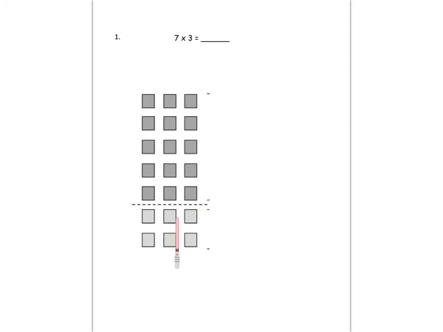So what I want you to do is you're going to pause the video and you're going to solve for 7 times 3 using the distributive property. So the darker shaded array, what multiplication problem does that show? The lighter shaded array, what multiplication problem does that show? You'll write your new multiplication problems right here, and then I want you to add them up just like I did on that first slide.